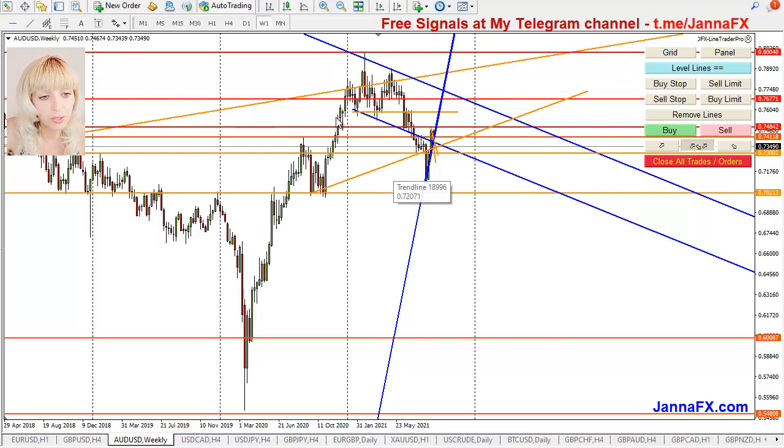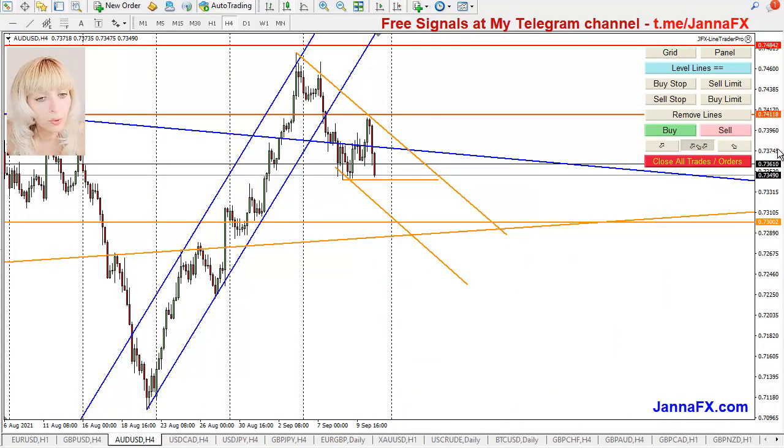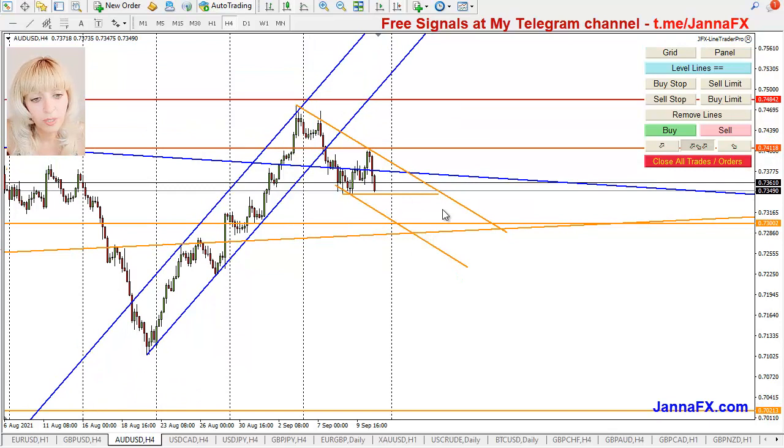But at this moment, yes, we're treating it as a downtrend, and this is a correction, okay? So correction. That's my view on the Australian dollar. So I'm waiting for a little bit more to give me a little bit better entry points.